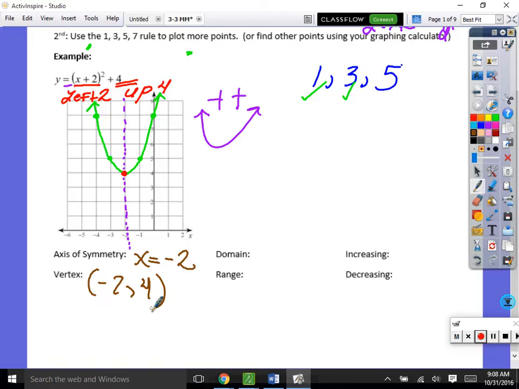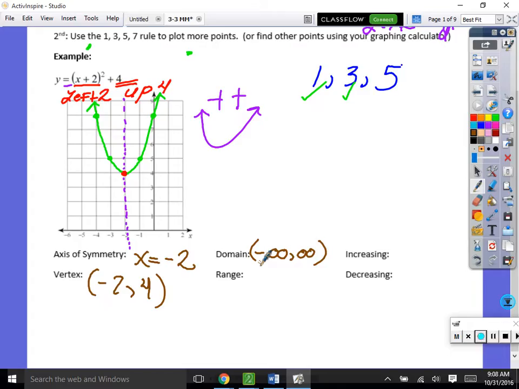So domain is left and right. Where is your function in general going from left to right? With a parabola, isn't it going like this forever? So negative infinity to positive infinity. Domain is left and right. It's going that way forever and that way forever. So our domain is negative infinity to positive infinity. Remember, infinity always gets parentheses.